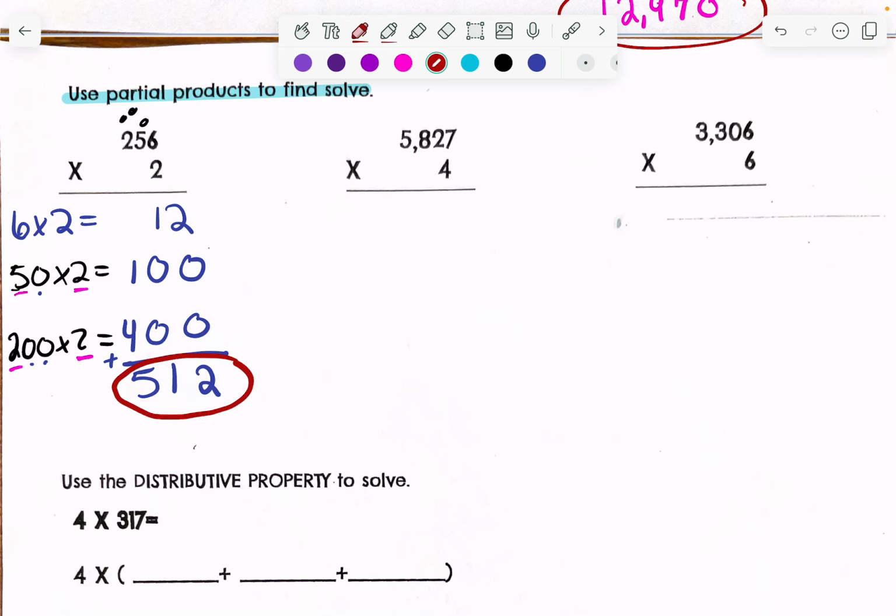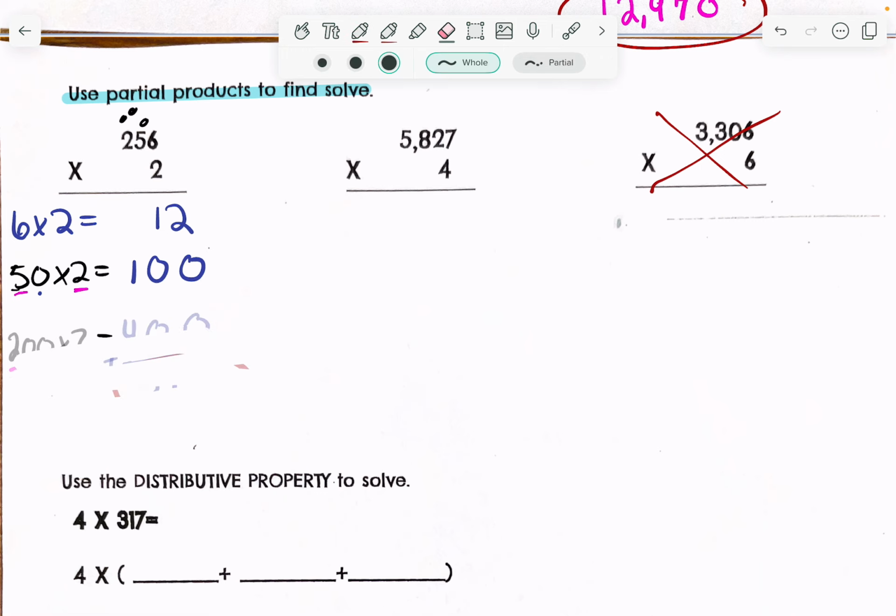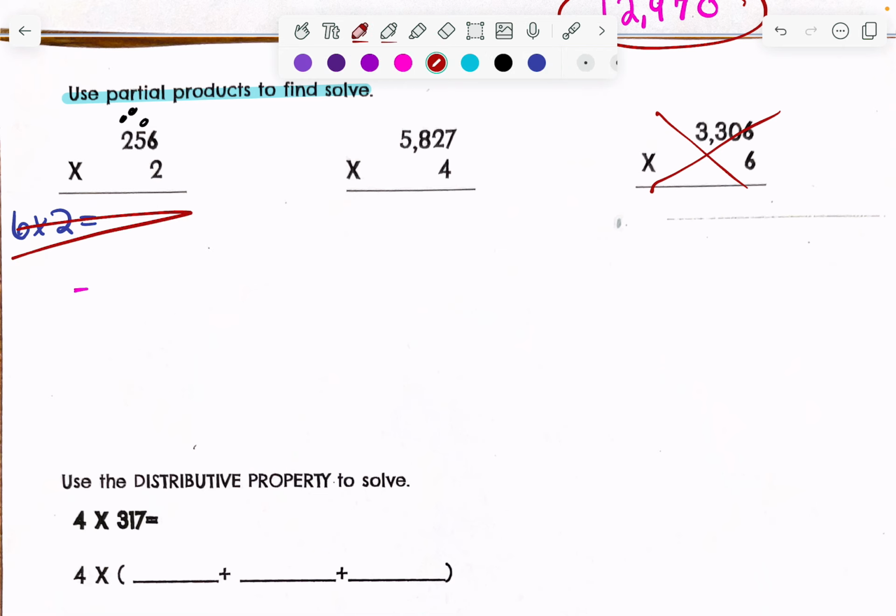Next, we're going to go ahead and do 5,827. This is just going to be the next one I'm going to do. I'm not going to do the first one because it's the same exact steps as the first one and this one I'm doing now. So I'm going to give us a little bit more room, and I'm just going to erase this to help us out. But here we go. So I'm highlighting.